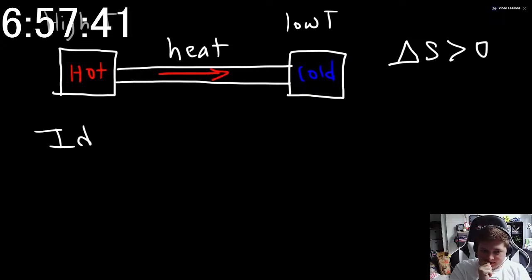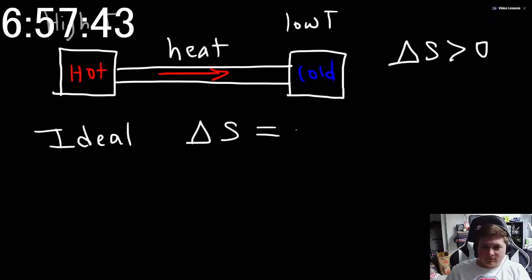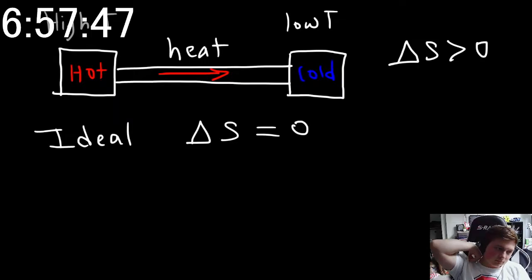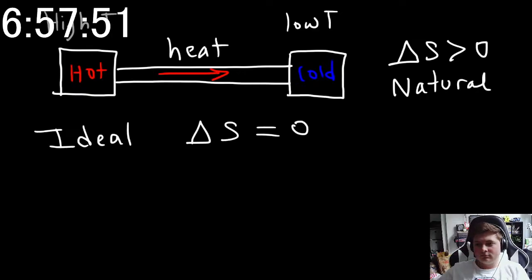Now, if you have an ideal reversible process, at best, the entropy change can be equal to 0. However, most systems do not behave perfectly, so a natural spontaneous process will tend to lead to higher disorder. So for natural processes, the change in entropy is positive, it's greater than 0. And so that's the basic idea behind the second law of thermodynamics as it relates to entropy. Natural systems tend to go towards disorder.